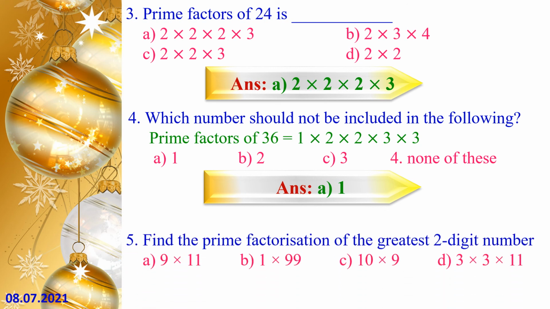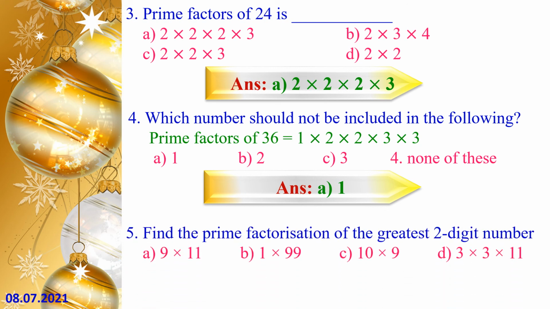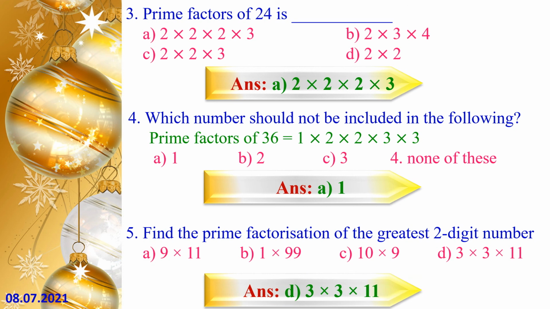Next one. Find the prime factorization of the greatest 2-digit number. What is the greatest 2-digit number? 99. Okay, so now the prime factors of 99 are 3 into 3 into 11. So the option D, 3 into 3 into 11.